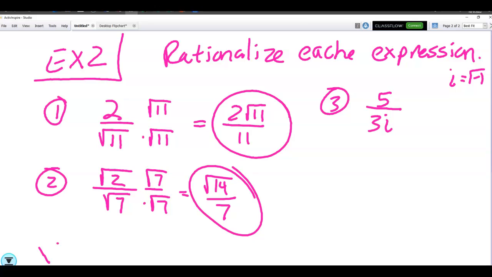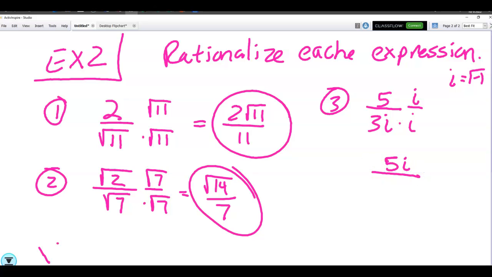So what do I need to multiply it by? You multiply it by itself. Good. So I can do that, but only if I do it on the top also. So what's the top going to be? Well, the top's just going to be 5i. We just put those together.